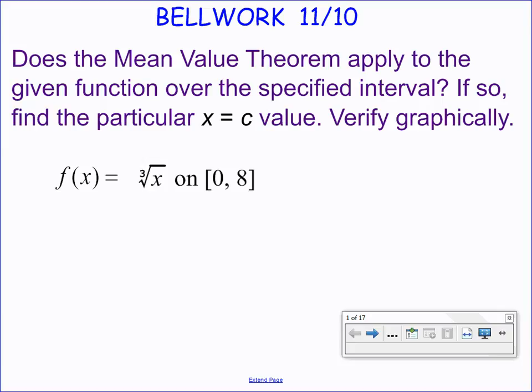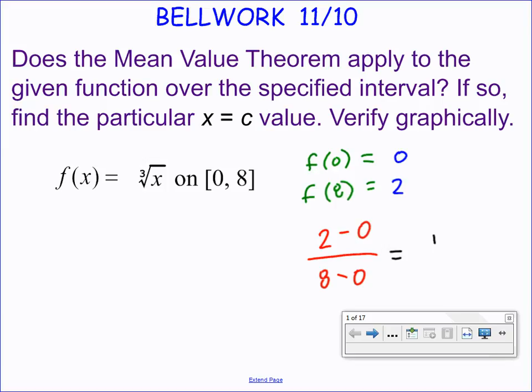So what do we need? Well, we have a, we have b, we need f at a and f at b. So I'll go to my original function. It looks like f of 0 is 0. F of 8 is cube root of 8, that's 2. So my average rate of change calculation is 2 minus 0 all over 8 minus 0 equals 1/4. Raise your hand if you have 1/4 for the slope of the secant line, the average rate of change over the interval. Great.